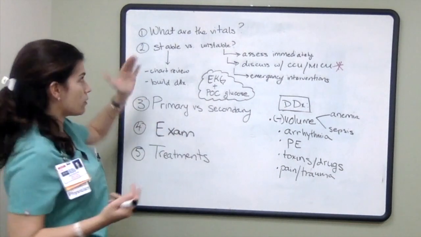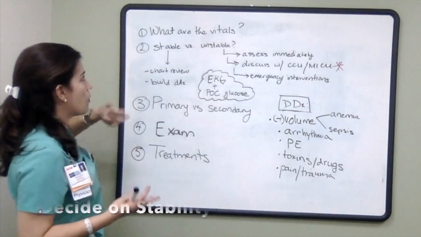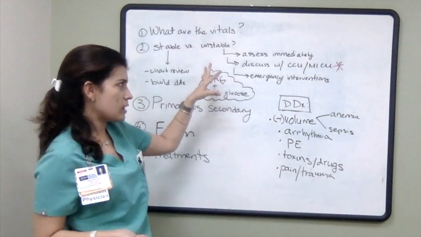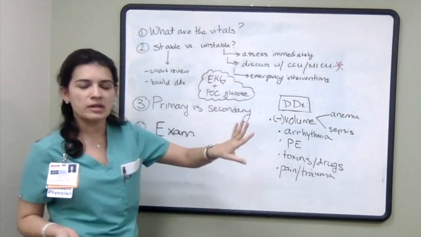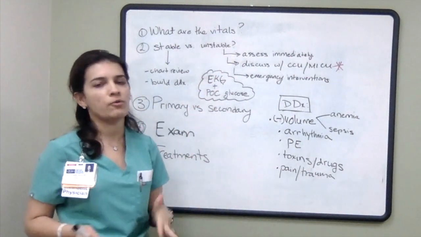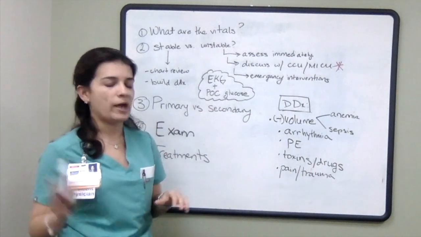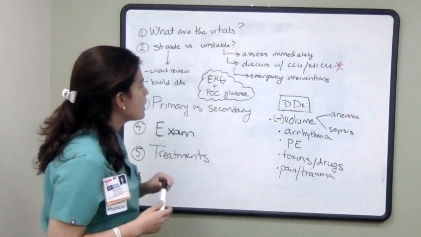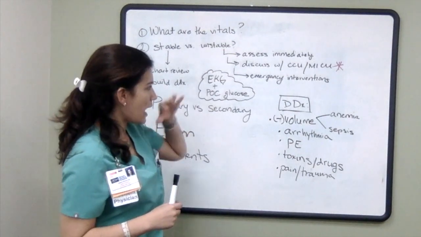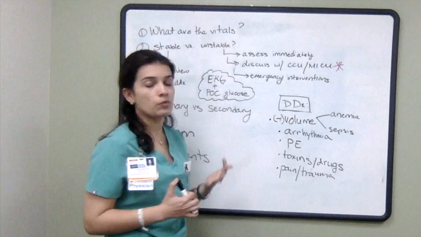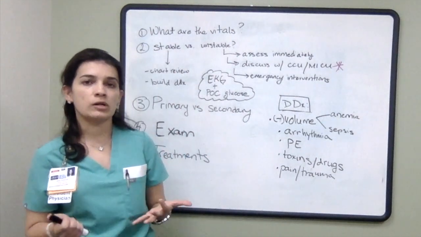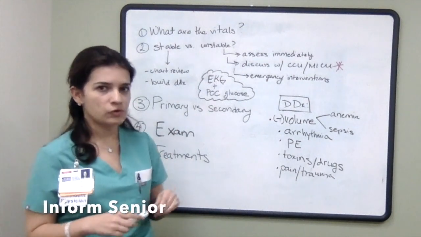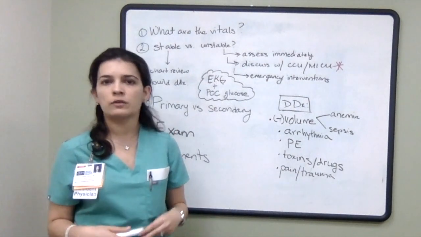So now that you know what the vitals are, number two is, are they stable or are they unstable? If the patient is unstable, you pretty much want to assess them immediately as you're talking to the nurse on the phone. Just pick up your stethoscope and head on over to find the patient and assess them immediately. At that time, you also want to reach out to your CCU and or MICU seniors. Let them know, hey, there's someone that's potentially not doing well on the floor.